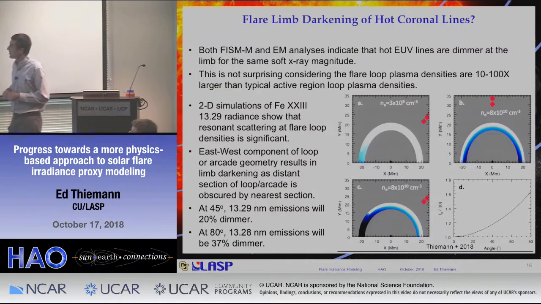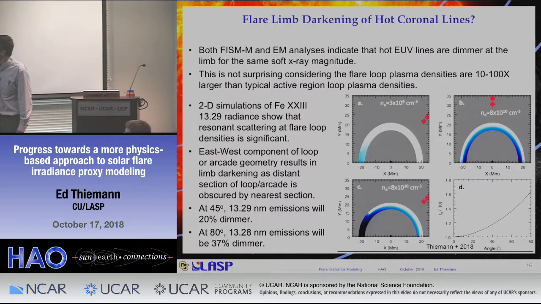And we can illustrate that with a simple 2D model of a loop, simulated using a radiative transfer code, where we are essentially allowing for the photons to resonantly scatter within the loop. If we look at this top panel here, this is a loop that has active region plasma densities.